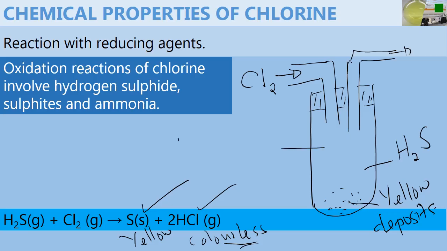Now, in case there is some moisture inside here, then hydrogen chloride gas will form some white fumes of HCl gas. This delivery tube is taken to a fume chamber.